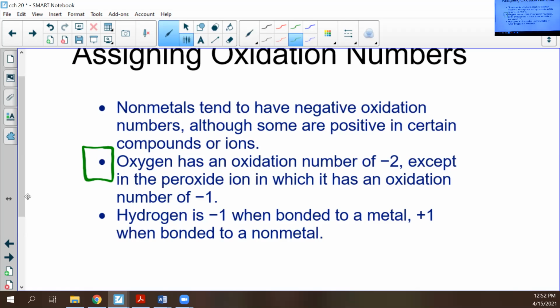If it's pure oxygen though, that's an atom. So that would be a 0. All right. Hydrogen is a -1 when bonded to a metal, which we hardly ever do in this class. So really, please memorize that hydrogen is a +1.